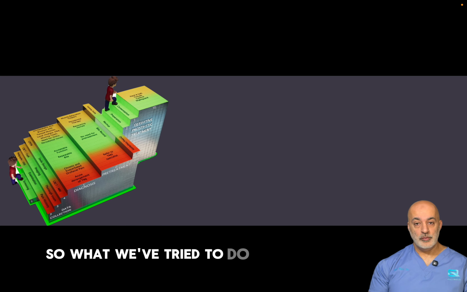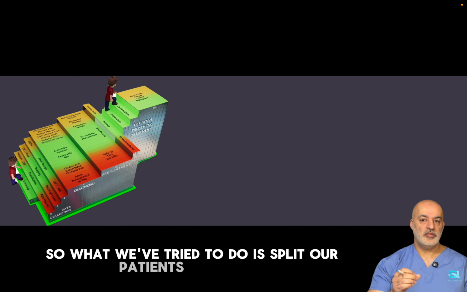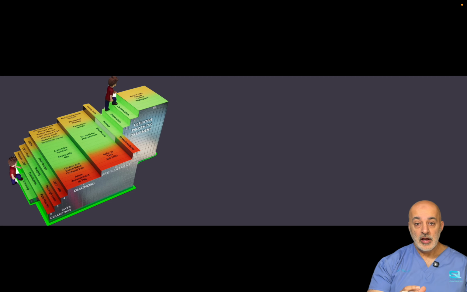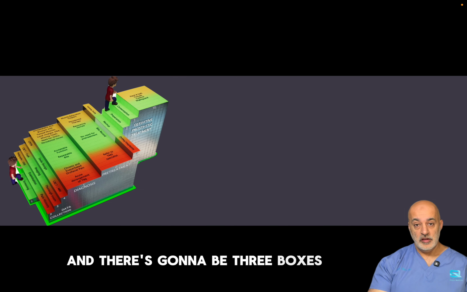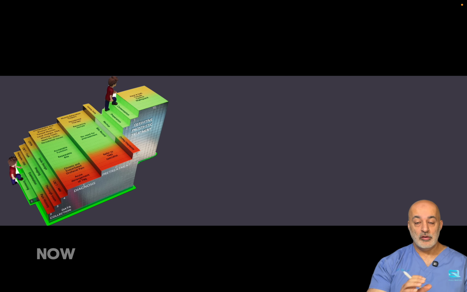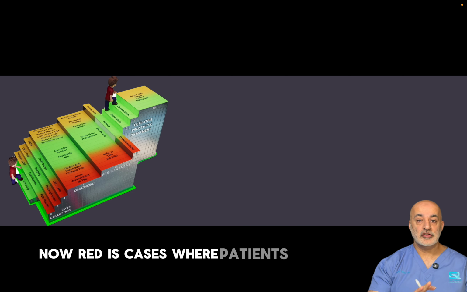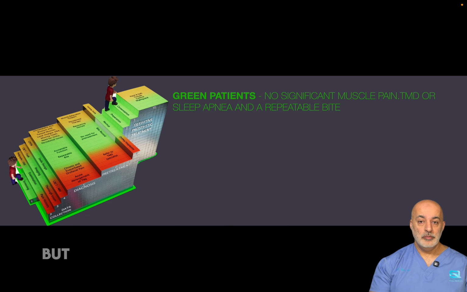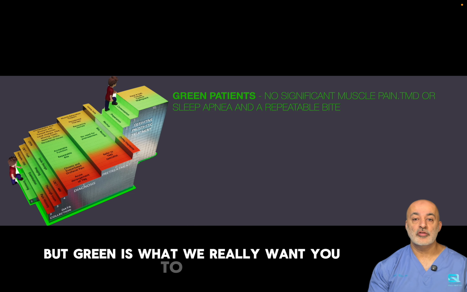So what we've tried to do is split our patients into a box. And there's going to be 3 boxes. There's going to be a green, there's going to be an orange, and there's going to be a red. Now, red is cases where patients you're not going to treat. But green is what we really want you to treat.